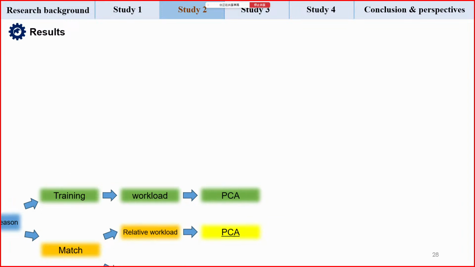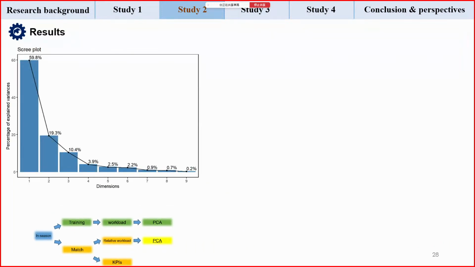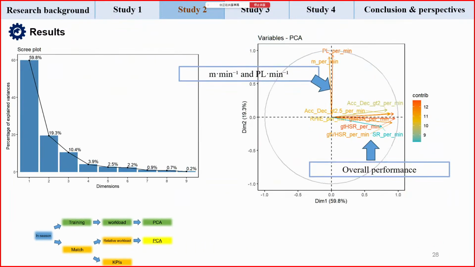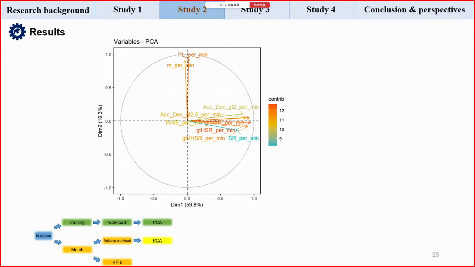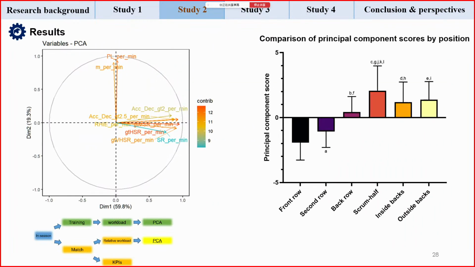When performing PCA on relative workload during matches, we extracted 2 principal components and categorized them as overall performance, meters per minute, and player load. After calculating the PCA scores, we found that the scores for backs were higher than those for forwards, and the scrum half had the highest score.